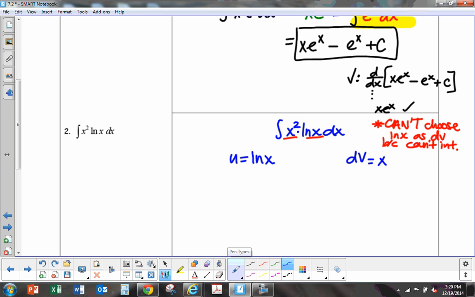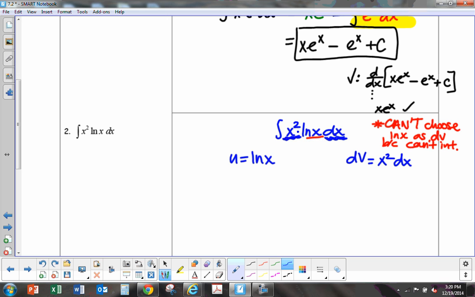And so by default, by process of elimination, dv is going to be x squared dx. I have to account, just like for u sub, for all of the different pieces. So dv is turning into x squared and dx. And then u on its own is turning into natural log of x.